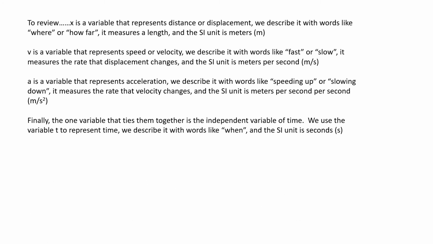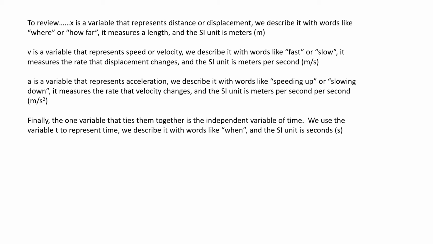To review, x is a variable that represents distance or displacement. We describe it with words like where or how far, and we measure it in meters. V will be a variable that represents speed or velocity. We describe it with words like fast or slow. It measures the rate that displacement changes, so the SI units will be meters per second.